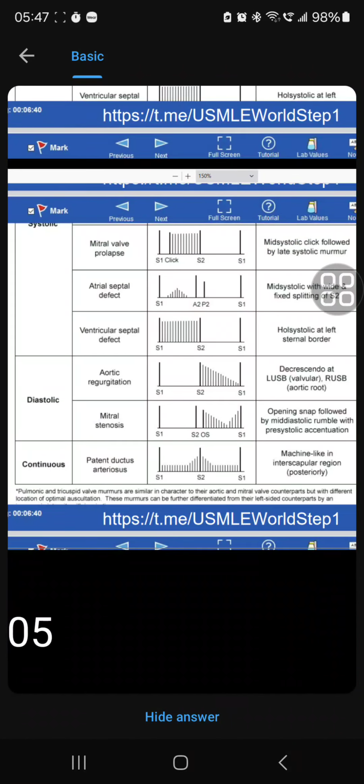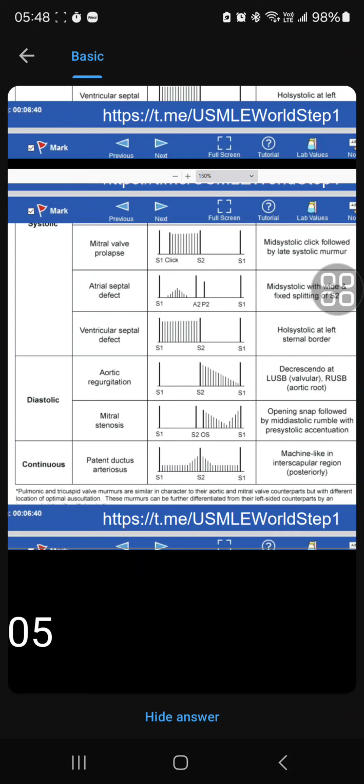Aortic regurgitation and mitral stenosis are diastolic murmurs, AR and MS. Aortic regurgitation is a decrescendo murmur at the left upper sternal border. That's valvular, and RUSB is a type of aortic root. If it's at LUSB, that is valvular. If it is RUSB, it is aortic root.